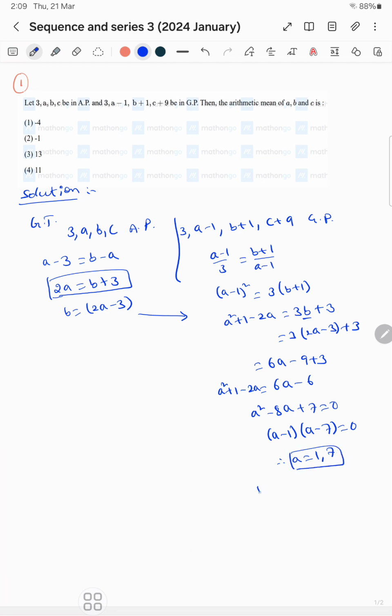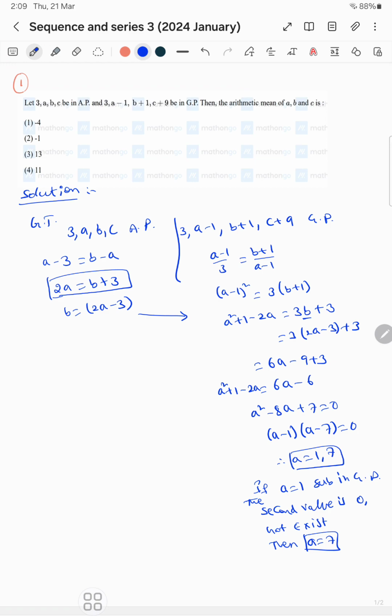So now if a is equal to 1, so in GP the second value is 0, so it does not exist. Then a is equal to 7. A is equal to 7 is the final value.